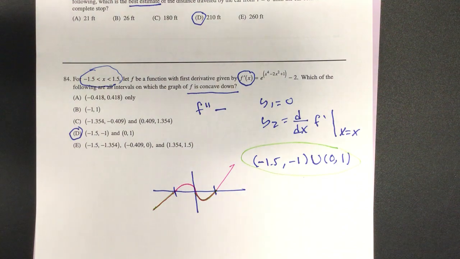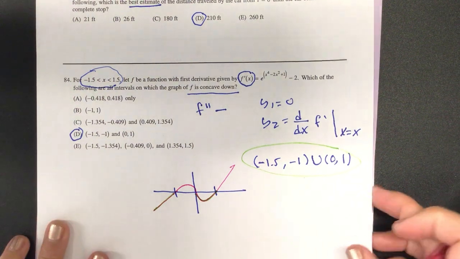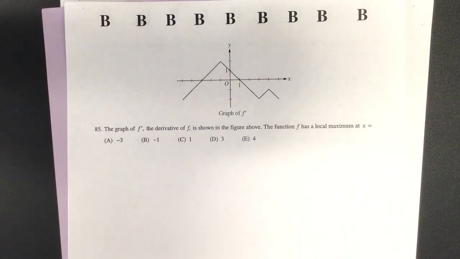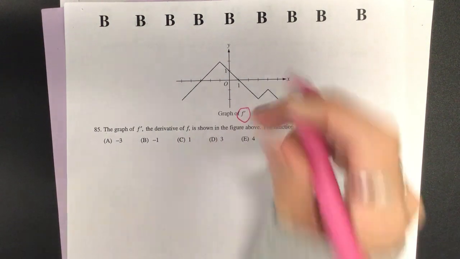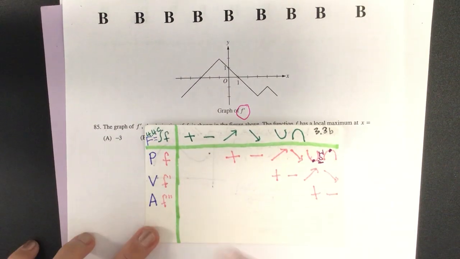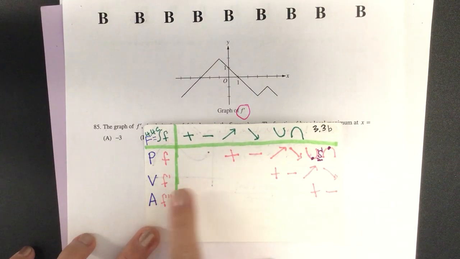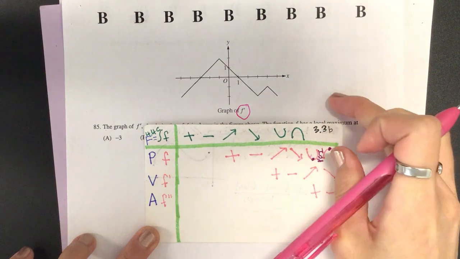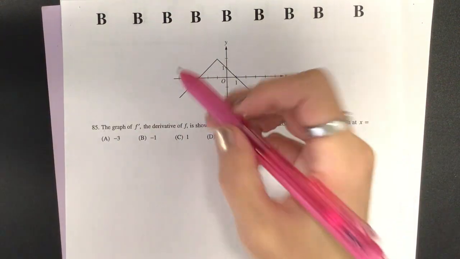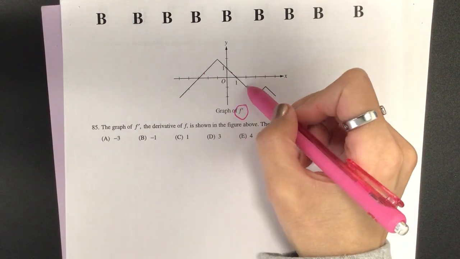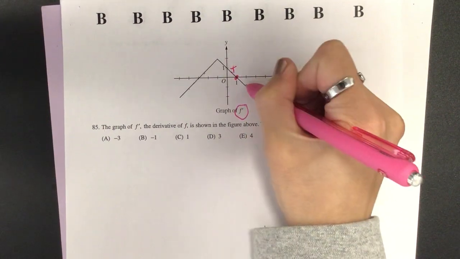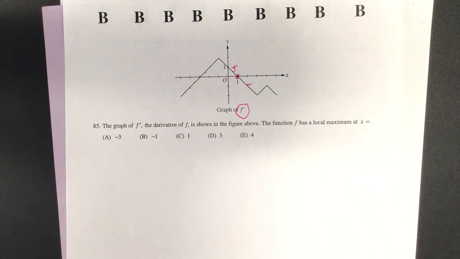Okay, Frank, when you're ready, let's read number 85. The graph of f prime, the derivative of f, is shown in the figure above. Function f has a local maximum at x equals. So f prime is given, and we're looking for a local maximum. So we're looking for when f prime is doing what to the sign? From positive to negative. So we have negative to positive, positive to negative. Automatically, what answer? 1. Done.